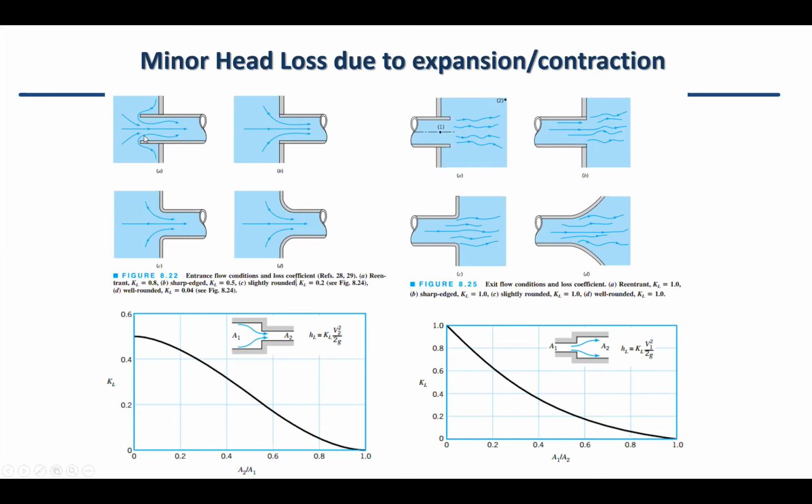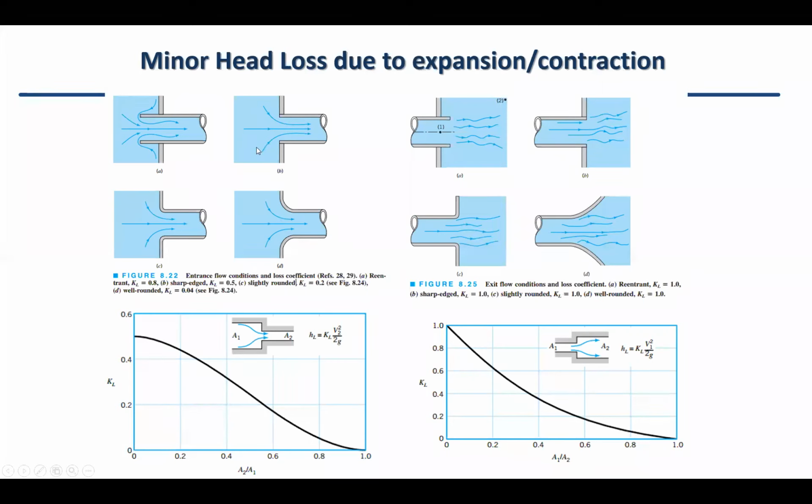You can see there's a little bit more struggling of the flow through the pipelines here. So obviously for figure A, the coefficient is relatively high. For example, you can see here KL for figure A is 0.8. If you just trim the edges a little bit, so for example you can cut the edges and have a better fit, a sharp edge, and KL, or the minor head loss coefficient, is reduced to 0.5.